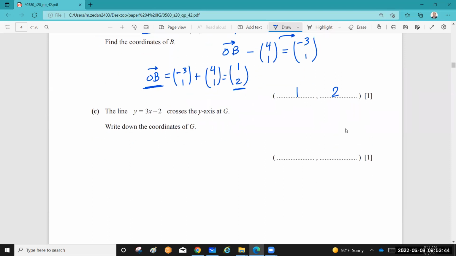The line y equals 3x minus 2 crosses the y-axis at G. Write down the coordinate of G, simply (0, -2). The constant term in any polynomial is the y-intercept. If you don't know, just put x equals 0 in the equation and you will get the y-intercept. y equals 0 minus 2, which is -2. That's it.